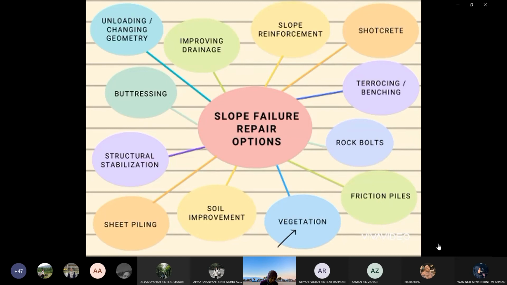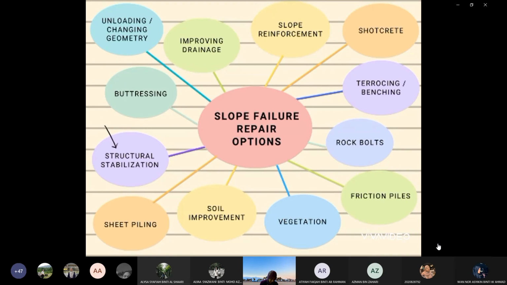Next, vegetation. There are four types of vegetation such as erosion protection. Next, soil improvement. There are 5 ways to improve the soil. First, chemical stabilization such as using cement and lime. Second, thermal stabilization. Third, biostabilization. Fourth, natural or byproduct waste stabilization. And last one, electroosmosis. Next, sheet piling. It is the process of overlapping sheet piles driven into the ground to act as retaining walls.